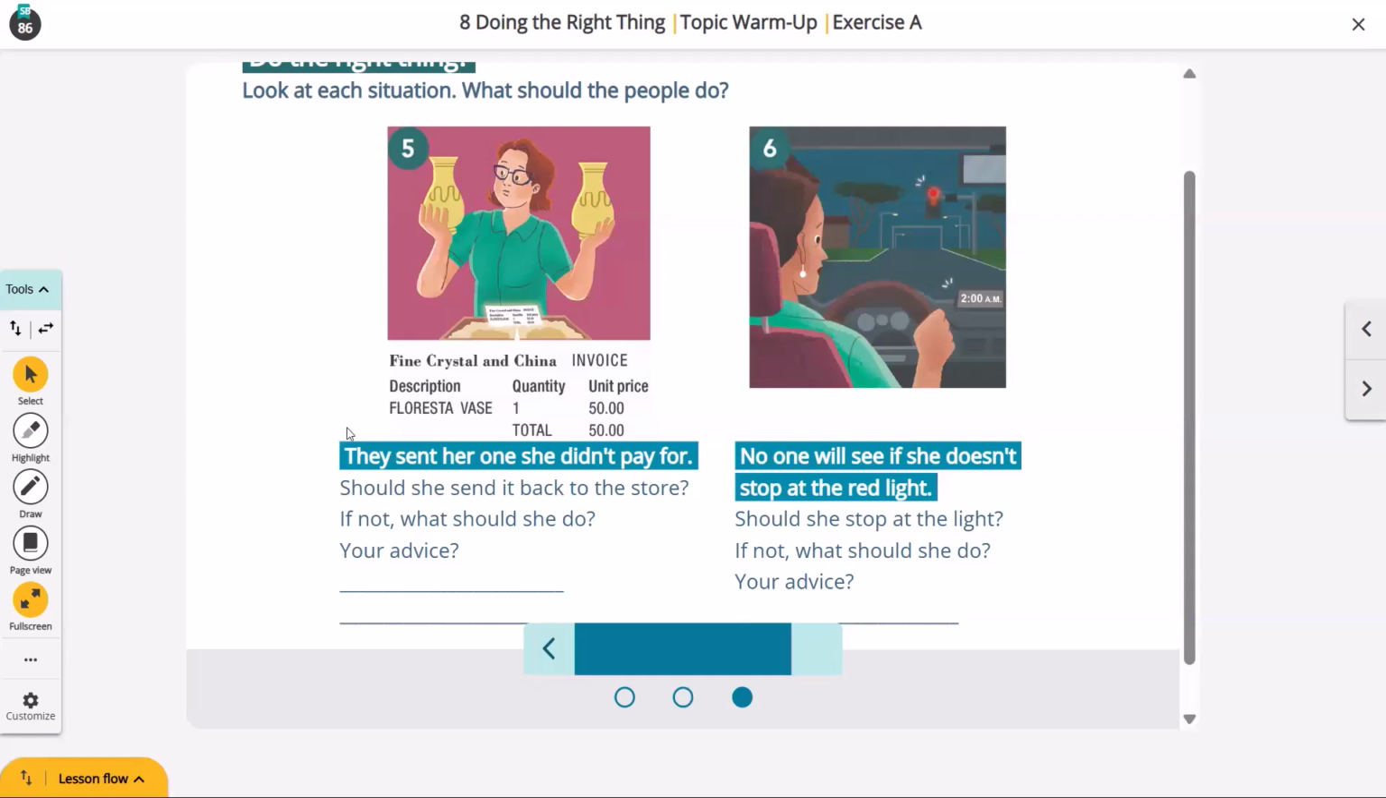This is the problem. They sent her one she didn't pay for. Look at this. She paid for one of these floresta vases, but in this case, the entrepreneur sent two to her. Sent two. So in this case, should she send it back to the store? If not, what should she do?